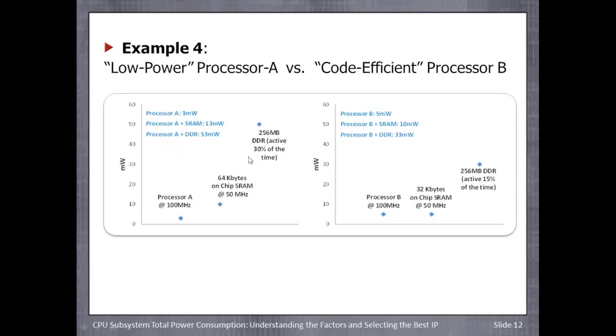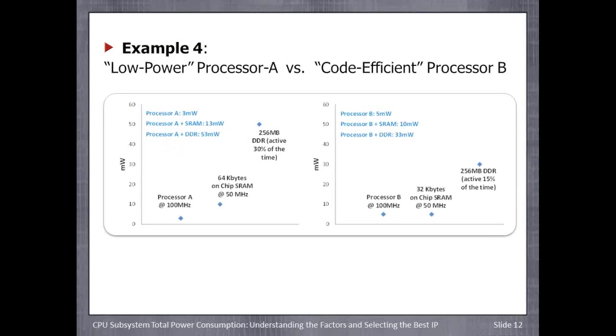Now, if our processor would access the code from a DDR, and we make the assumption that this DDR would be accessed 30% of the time, then with processor A, we'll have 53 milliwatts, while with processor B, with a 50% smaller code size, we would access that DDR half the time because we need to fetch half the code. So the DDR would be active 15% of the time. And that will result in 33 milliwatts compared to 53.